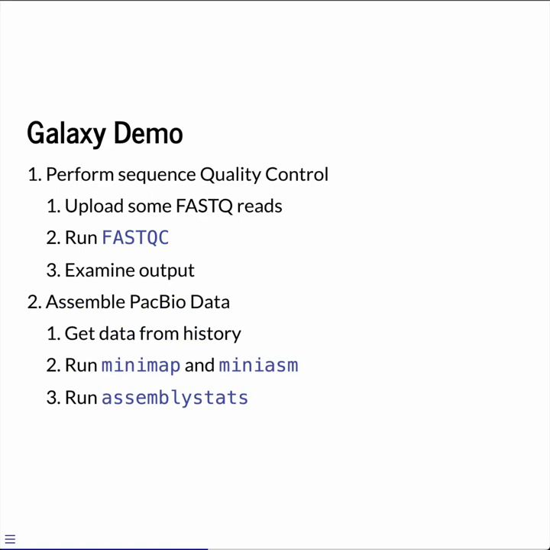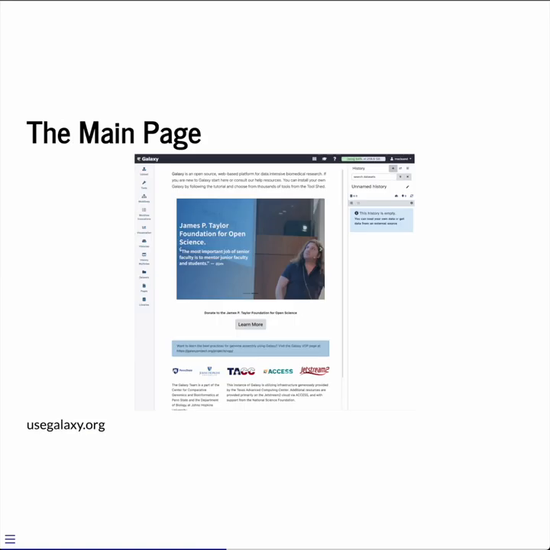Okay, so I'll do a demo. I'm going to run through how to use it briefly for a couple of use cases. First, I'll upload some sequence reads and do a QC. This will just be a small data set. Second, I'll run a longer assembly pipeline. This will be a much larger PacBio dataset, but still relatively small.